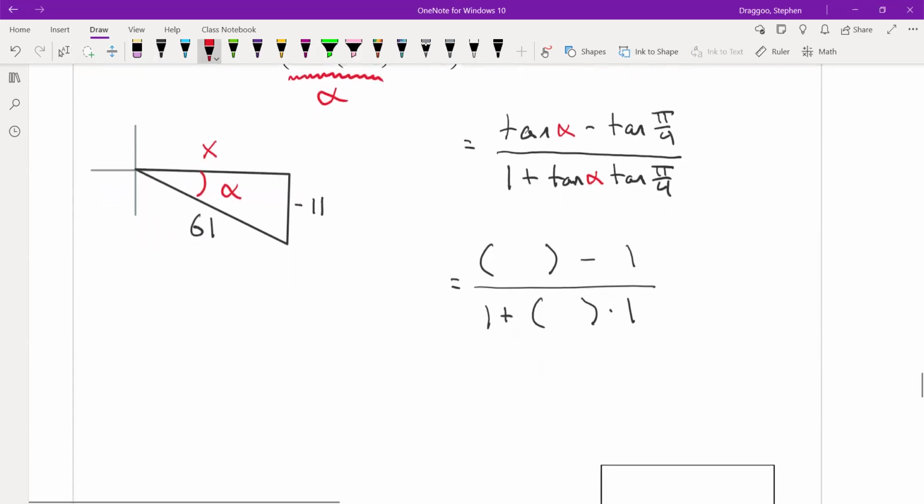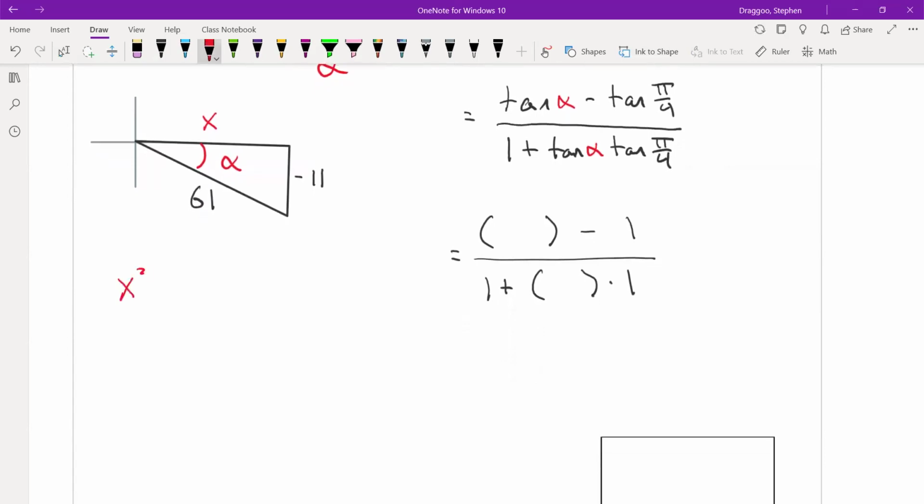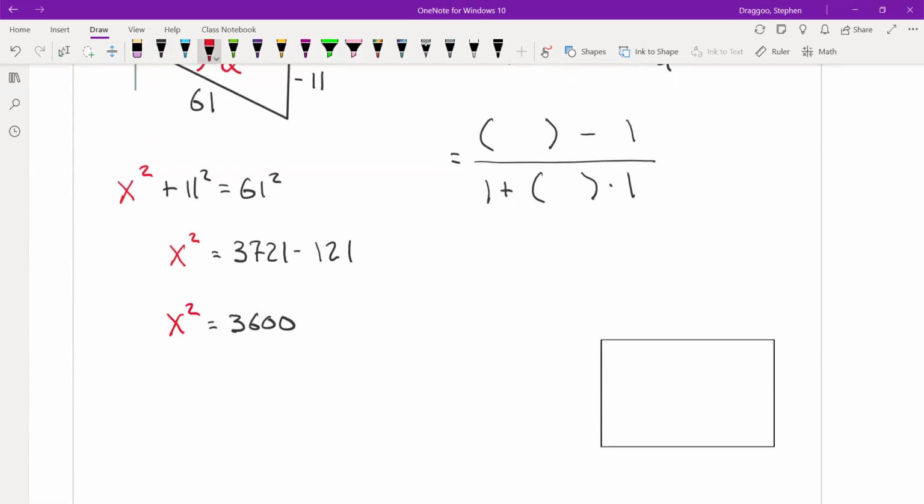So I just fill some stuff in, Pythagorean theorem. Oops, let's try again. x squared plus 11 squared is equal to 61 squared. There we go. So that means I've got x squared is equal to 61 squared, 3,721, minus 11 squared, which is 121. 3721 minus 121 is 3,600. So x squared is 3,600.